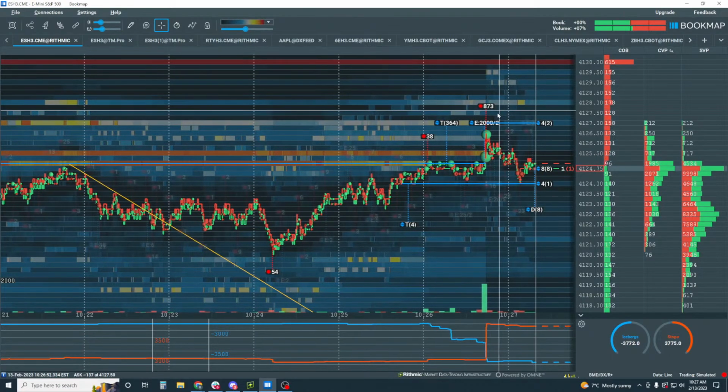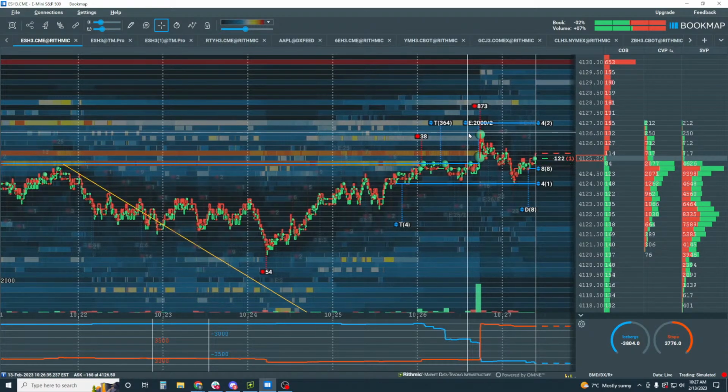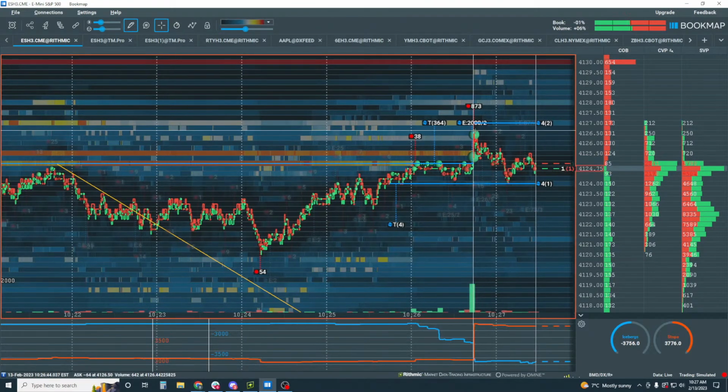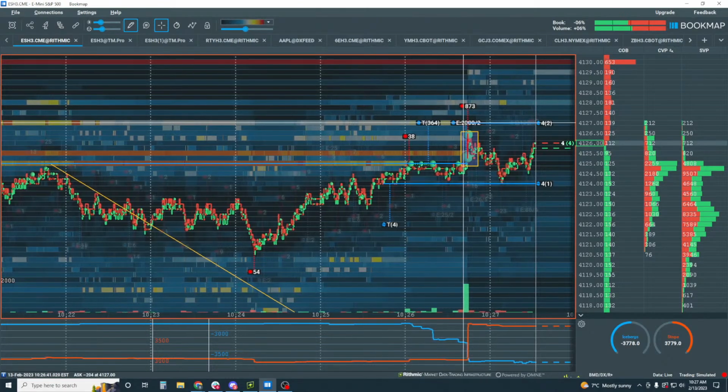Yeah, that stop was for 873. Okay, now let's go through again price action and order flow in here. Okay, we know this is a stop. Okay, we know that iceberg also got filled.